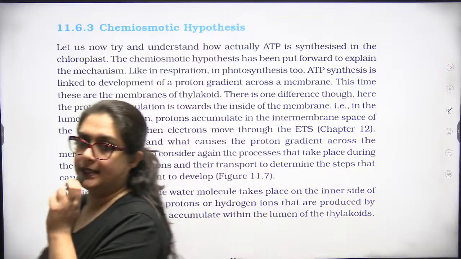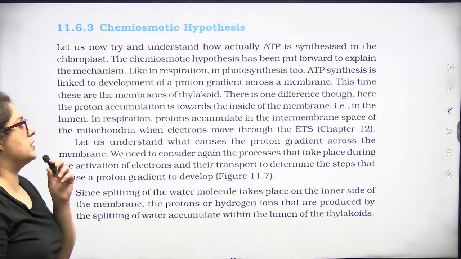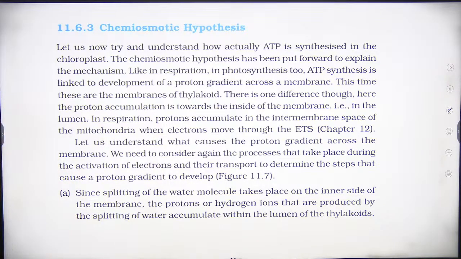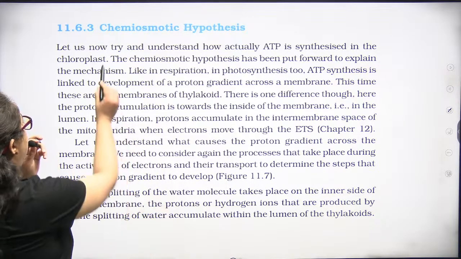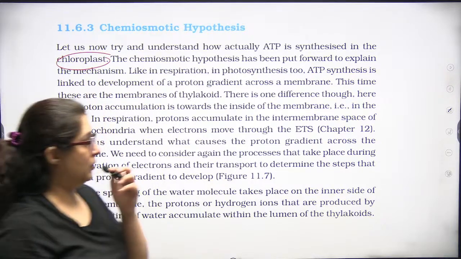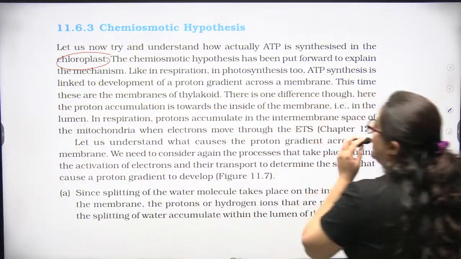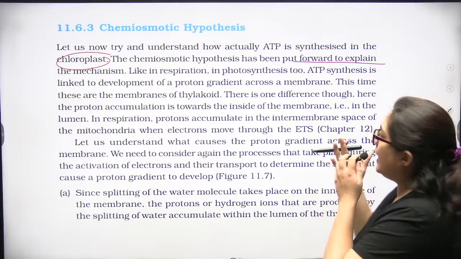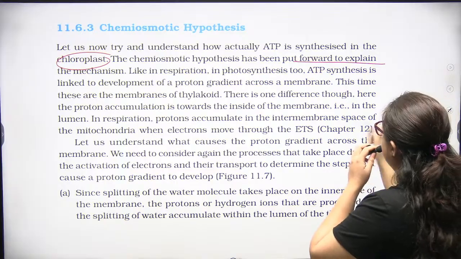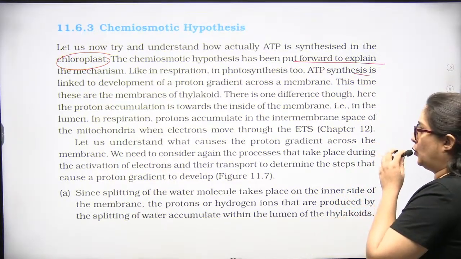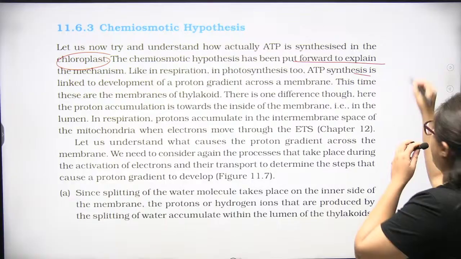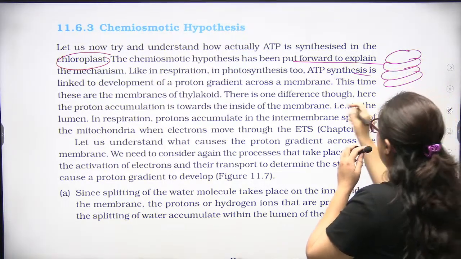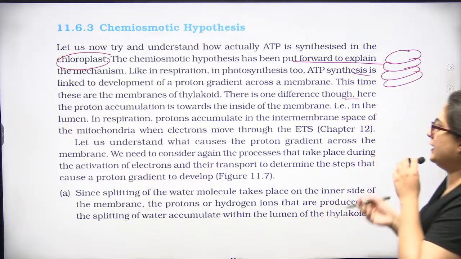Chemiosmotic hypothesis. What is the chemiosmotic hypothesis? Let us now try to understand how ATP is actually synthesized in the chloroplast. The chemiosmotic hypothesis has been put forward to explain the mechanism. Like in respiration, in photosynthesis ATP synthesis is linked to the development of a proton gradient. These are the membranes of the thylakoid. There is no difference, though the protons accumulate toward the inside of the membrane.